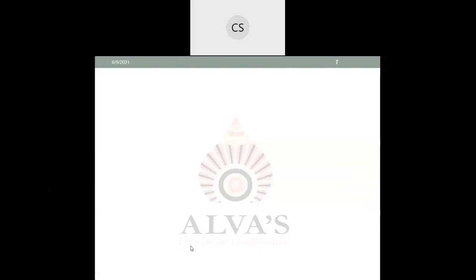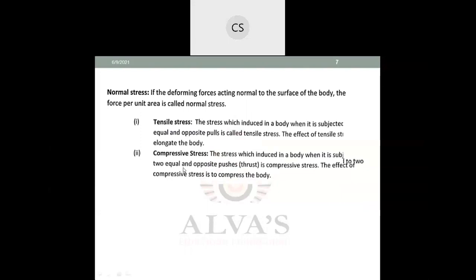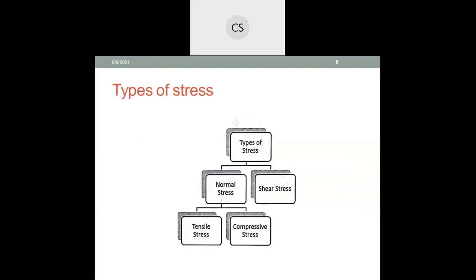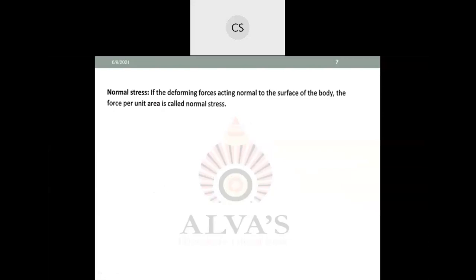Next, let us see the different types of stress. There are normal stress and shear stress. In normal stress, there are two different types: tensile stress and compressive stress. So what is the meaning of normal stress? If the deforming force acts normal to the surface of the body, the force per unit area is called normal stress.